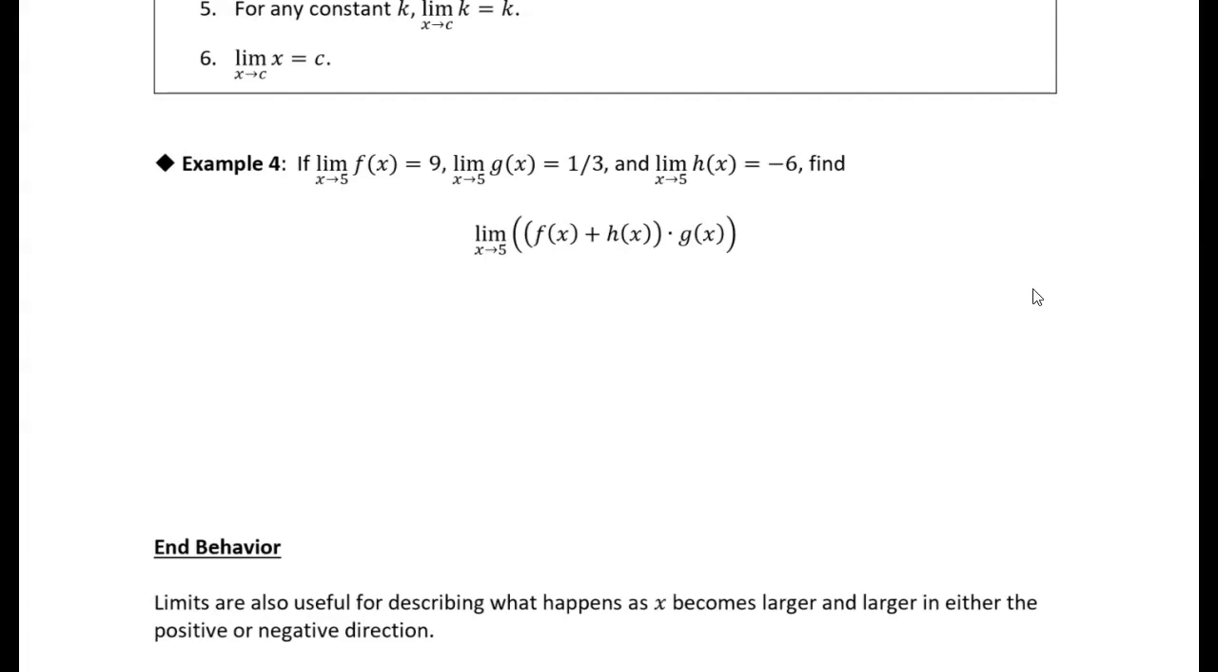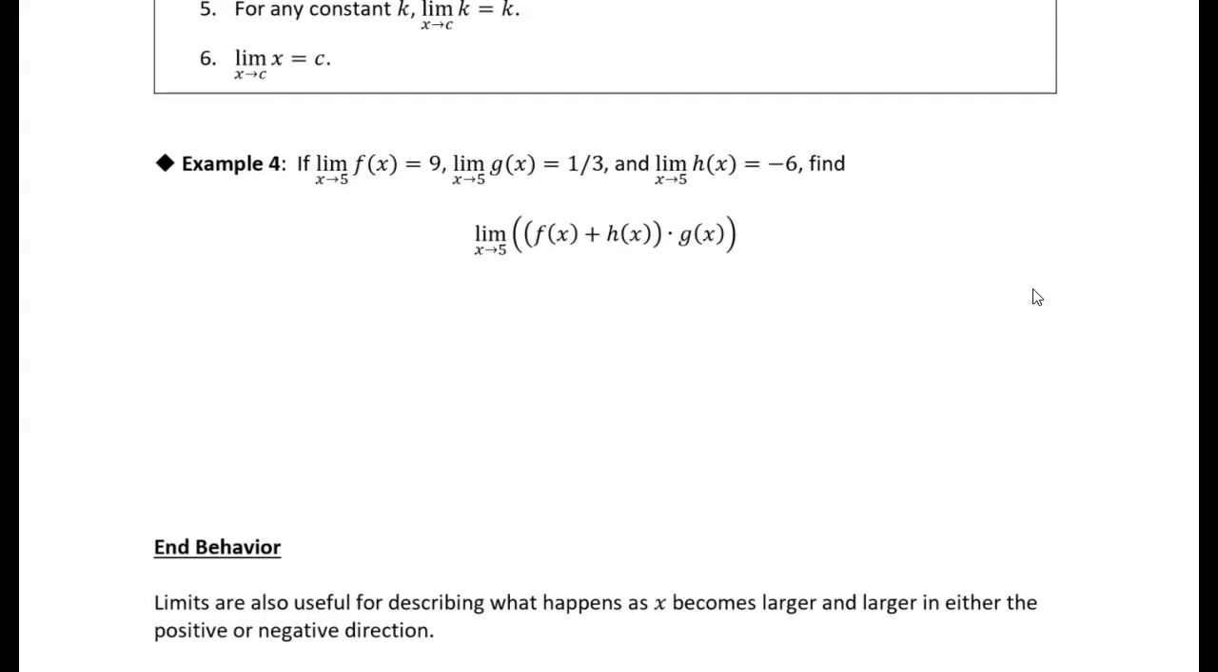So we're told what the limits are as x approaches 5 of f of x, g of x, and h of x. All right, so these are all limits as x approaches 5. The limit of f of x as x approaches 5 is 9. g of x approaches 1/3 and h of x approaches -6. And then we're asked, what is the limit of this? It looks like we have a sum and then a product, right? So let's just break it down.